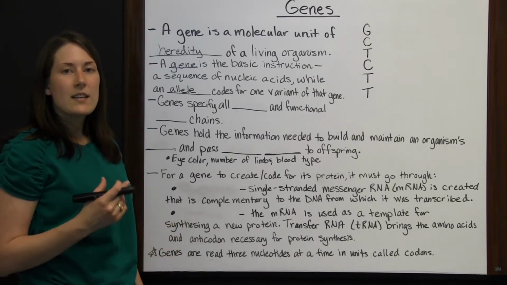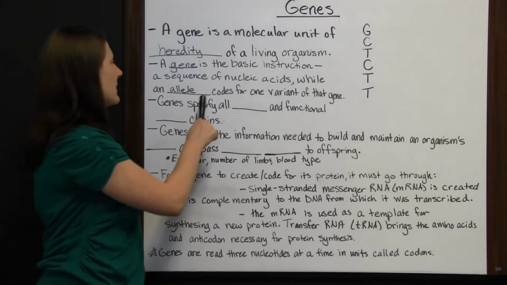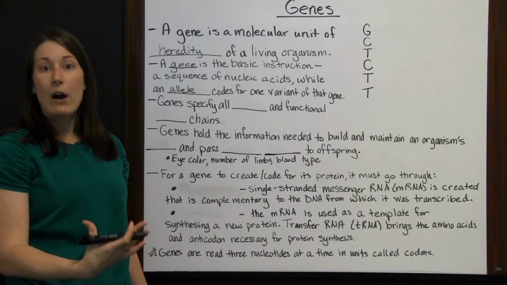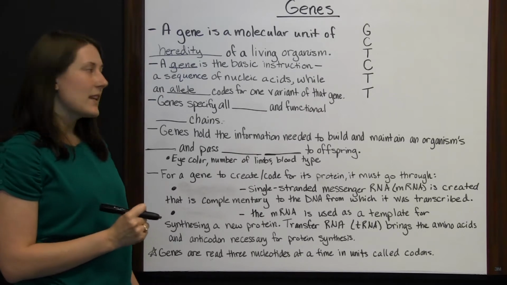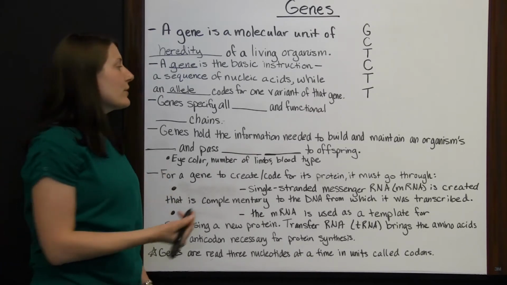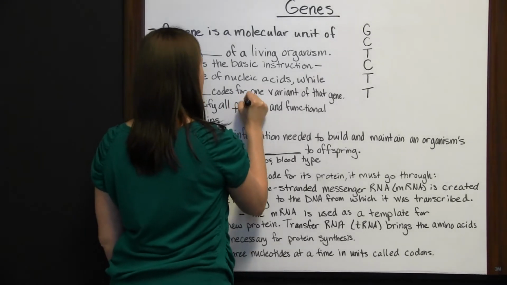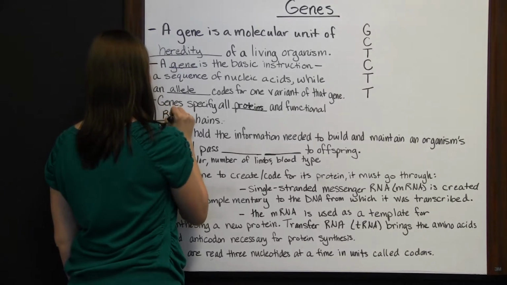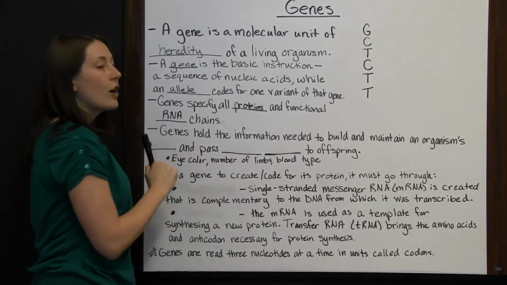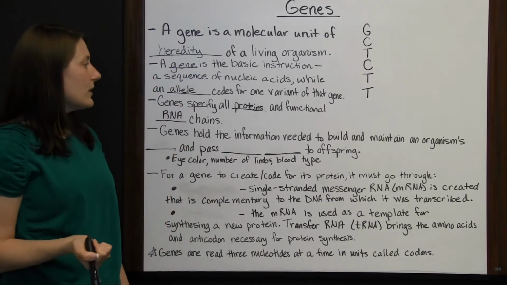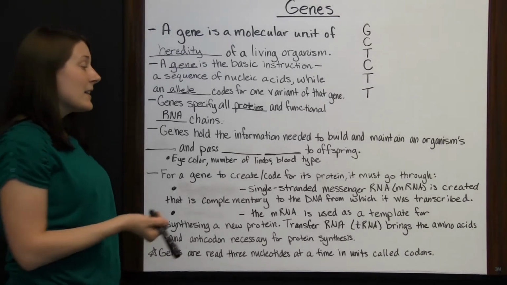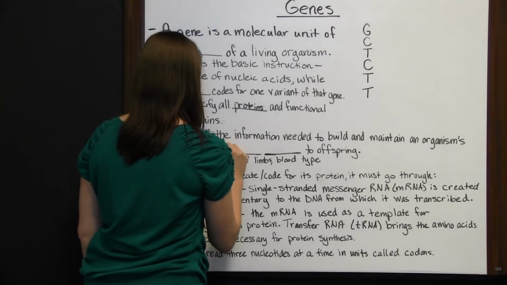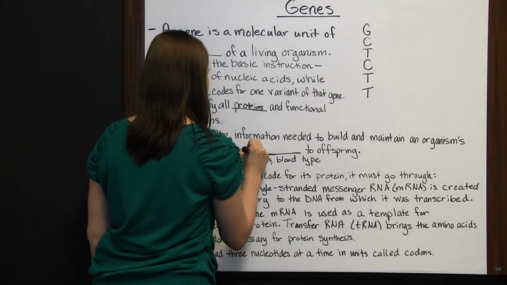I know that all sounds a little confusing, but it's just to tell you that each gene doesn't determine something all on its own. It's the alleles that are the variants of that gene that determine what the outcome of each gene sequence is. Genes do specify all proteins and functional chains. So they specify how these are going to be created, the functional RNA chains. Genes hold the information needed to build and maintain an organism's cells and pass genetic traits to offspring.